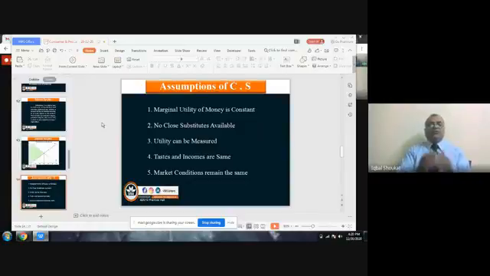What assumptions should be kept in mind regarding consumer surplus? The first one is that the marginal utility of money should be constant.